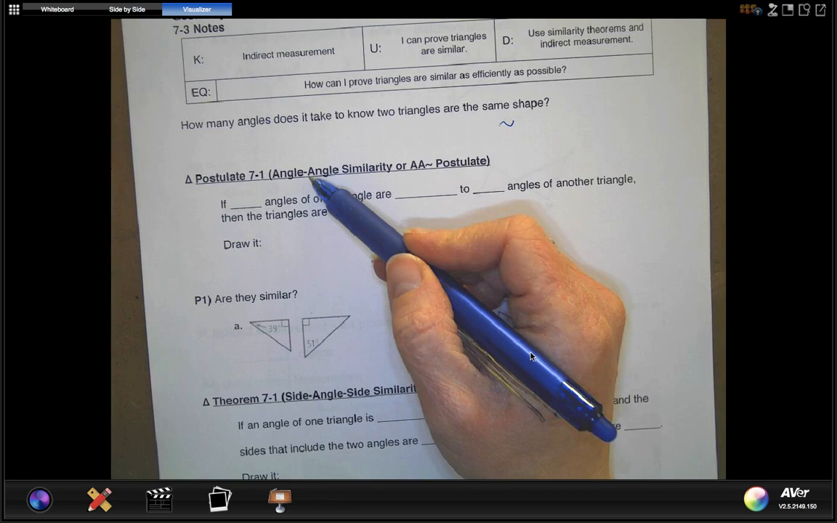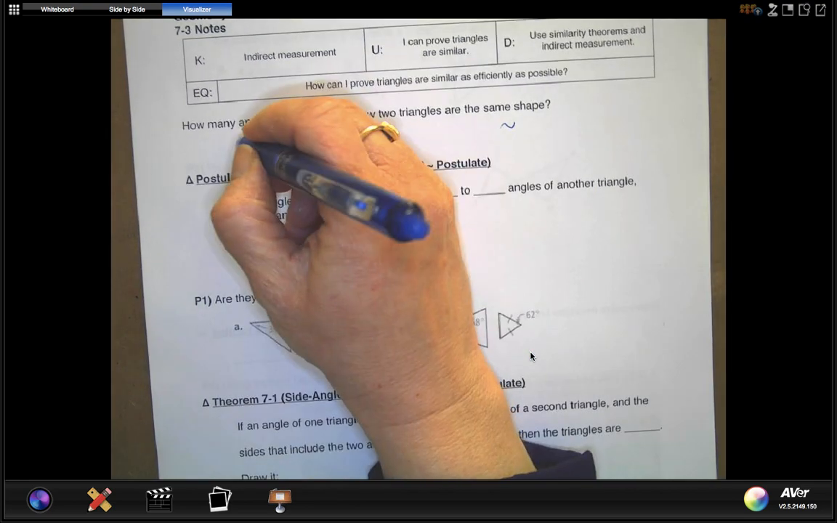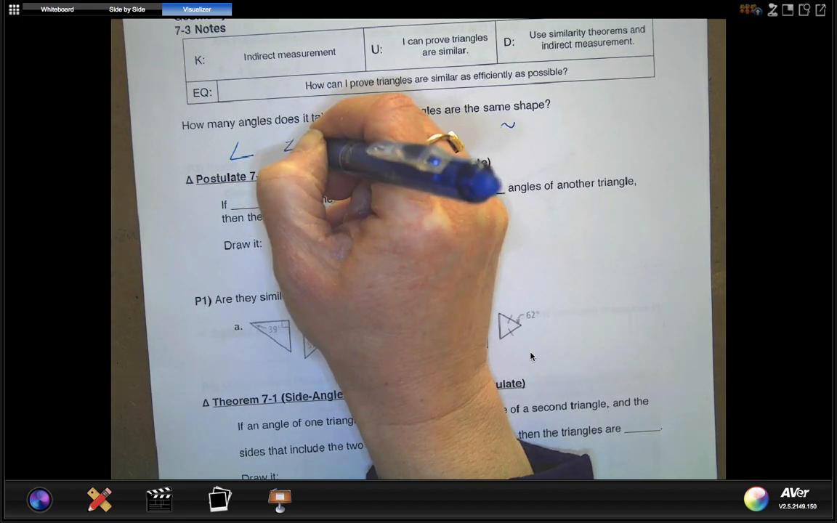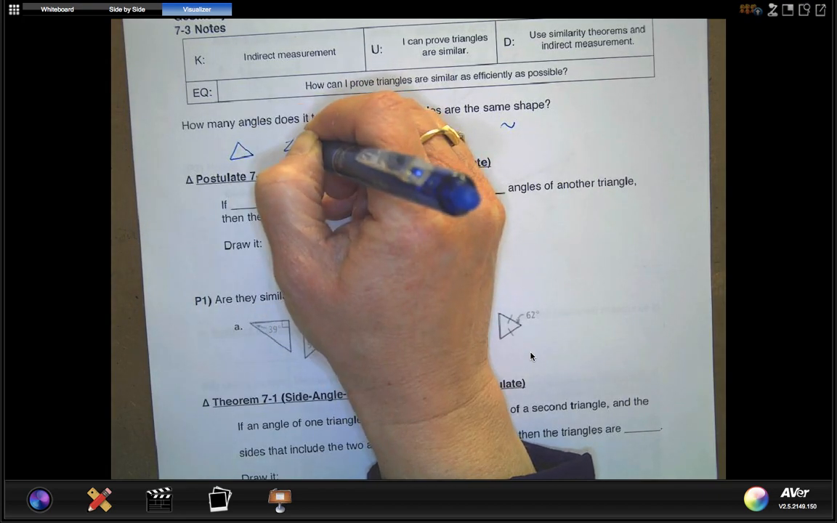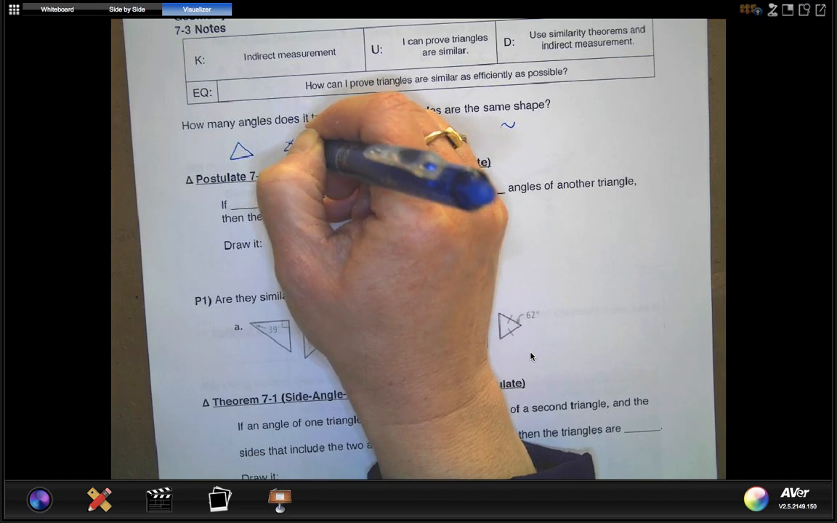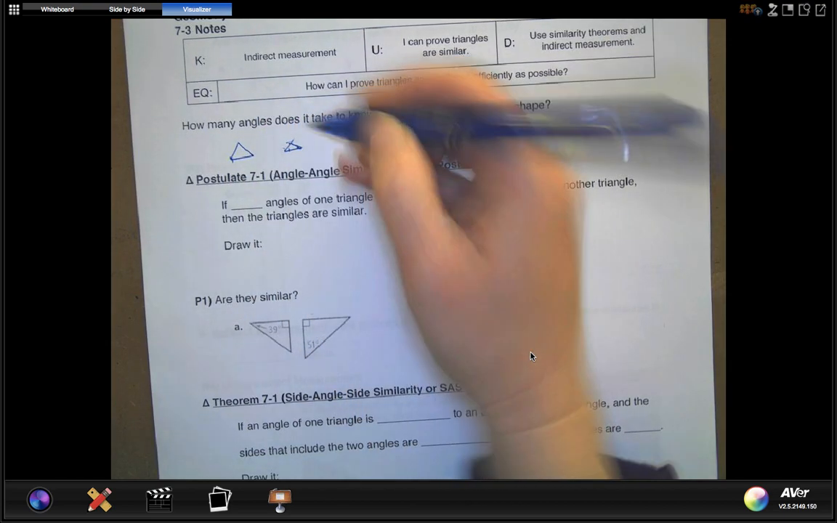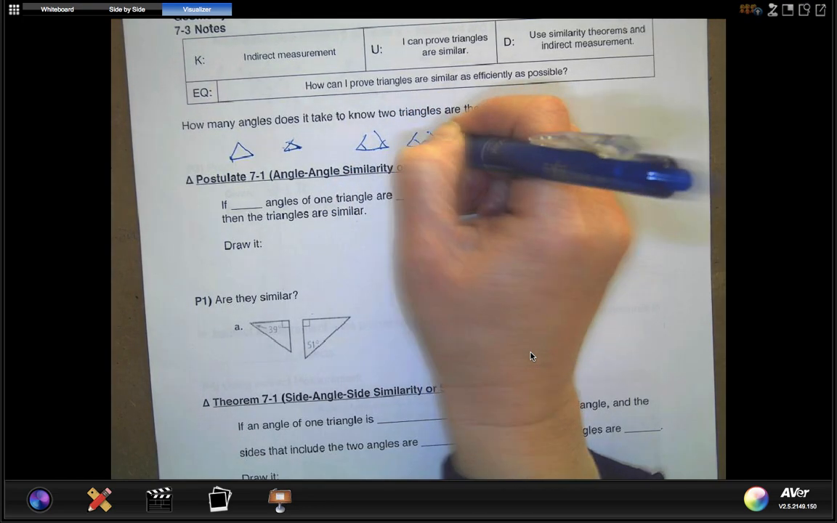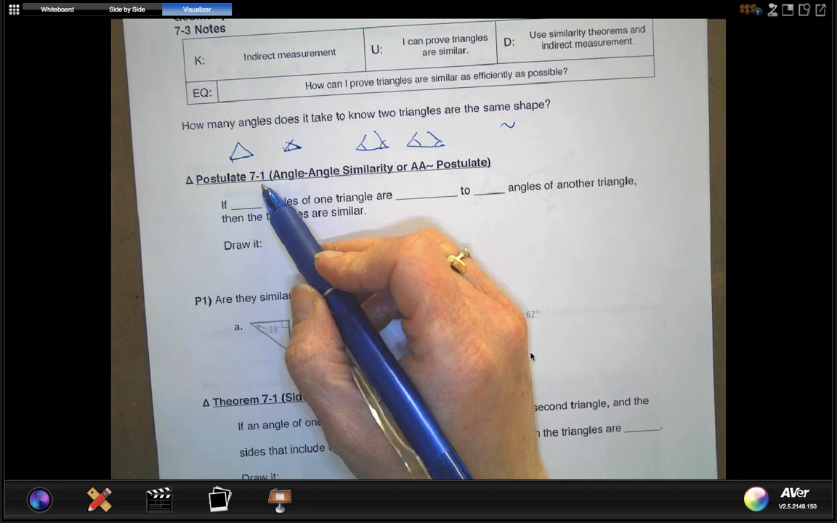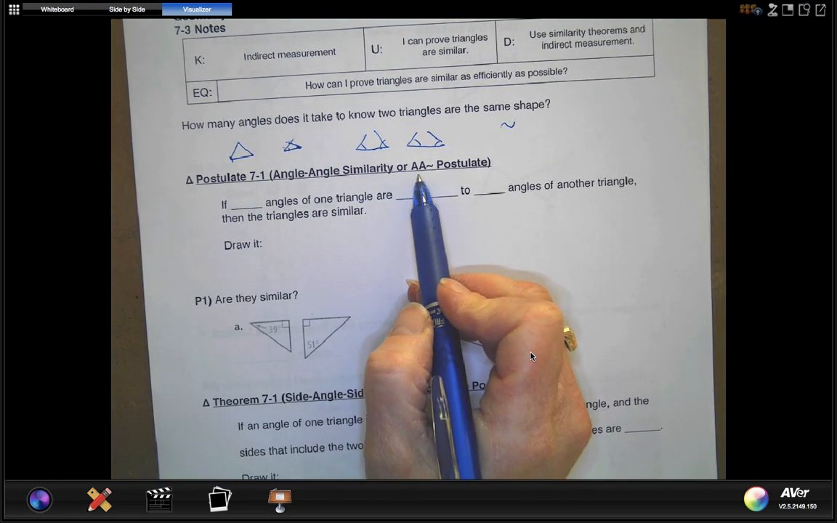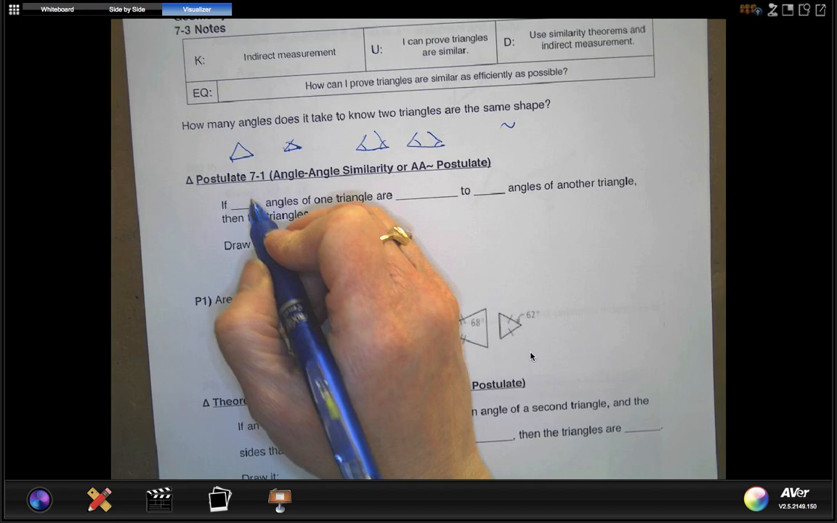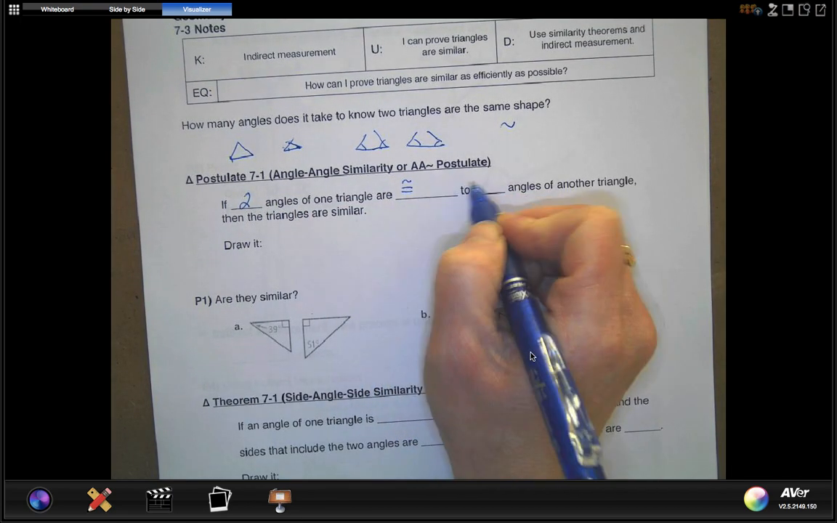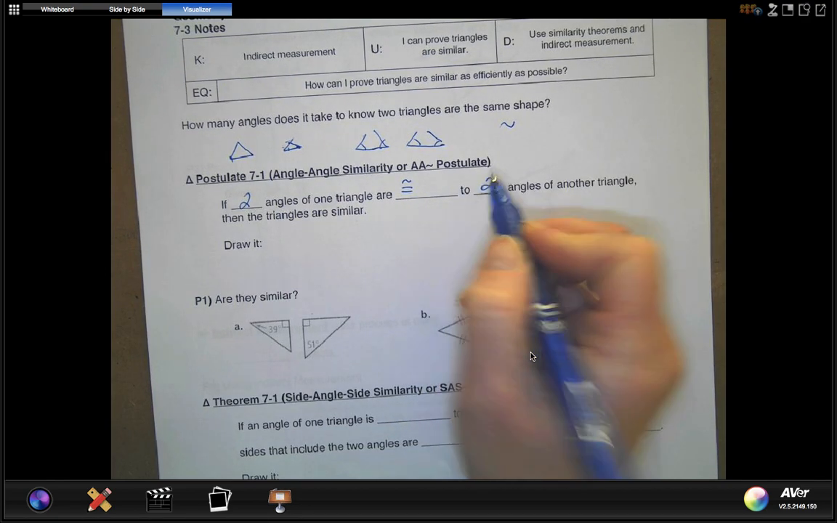So postulate, well, let's just think here. If I had one angle that was the same, would I know that they're necessarily similar? Not really, right? Because I could make that other angle as much as we want. If I had two angles that were the same, they would have to be similar. So postulate 7.1 says angle-angle similarity, or AA similarity postulate. So if two angles of one triangle are congruent to two angles of another triangle, then the triangles are similar.